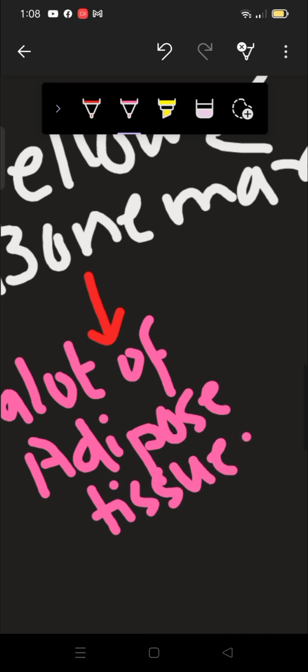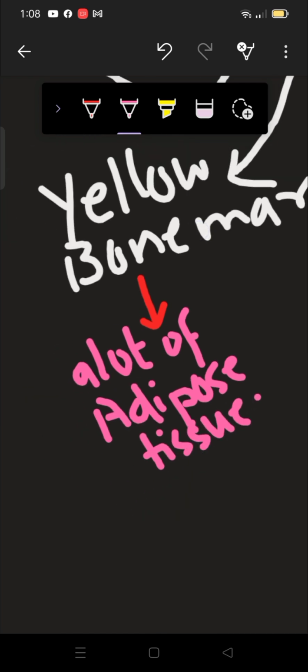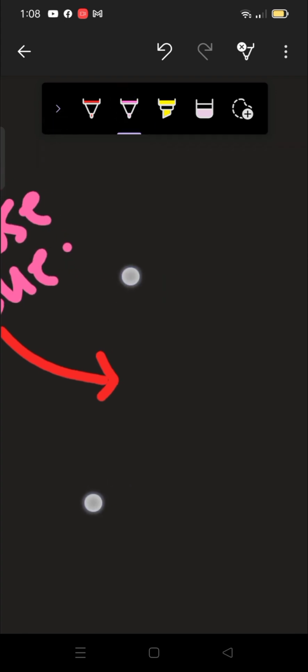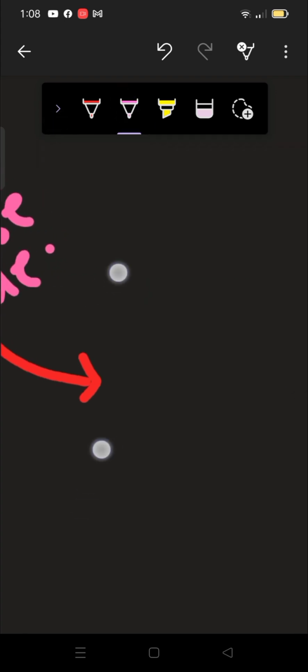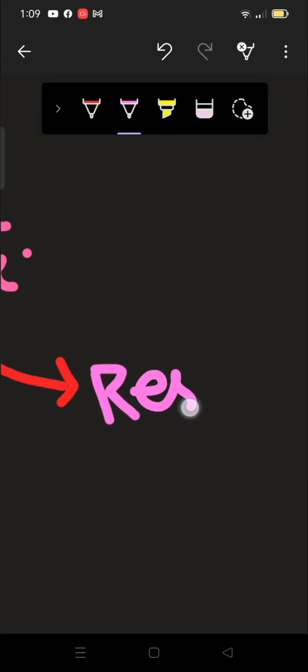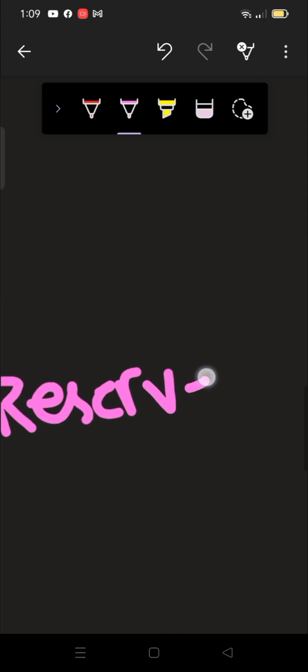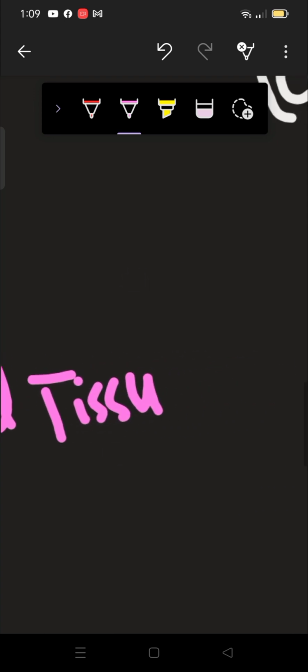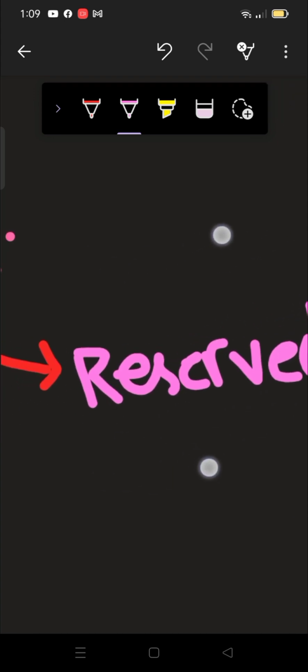Alright, and it is reserved tissue. Why is it reserved tissue? Because it can change to the red bone marrow in the case of accident, as I told you. Alright, so let me write that as well. Alright, so it is reserved tissue. Why is it reserved tissue?